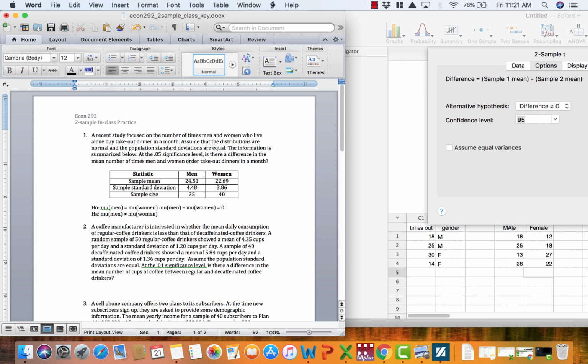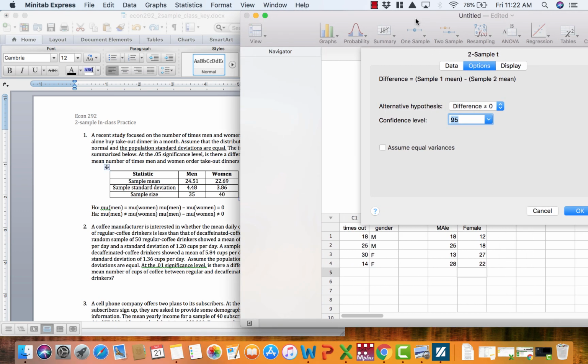versus mu men minus mu women, and let's copy our not equal to 0. All right, so this is what Minitab is thinking.